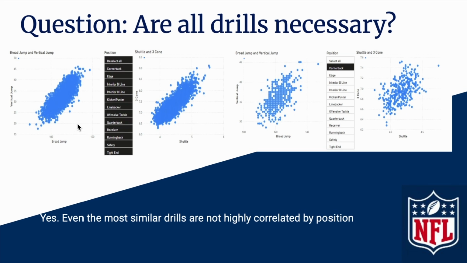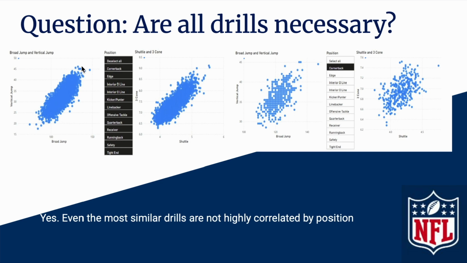And here's some graphs with combine performance info. So some of the combine drills are very similar, like broad jump and vertical jump. One's how far you can jump, the other's how high you can jump. And then shuttle and three cone, which are both agility drills on the grass.